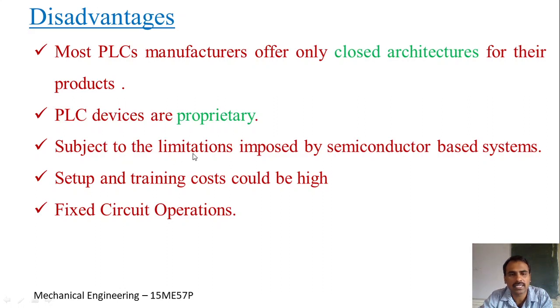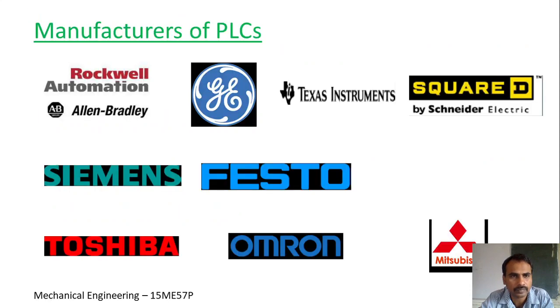PLCs are also manufactured as semiconductor-based systems, which is one major limitation. Then there are setup and training costs. Setting up a PLC has a high initial cost, and training the persons also incurs high cost, and it has fixed circuit operations. These are the major disadvantages of the PLC system.